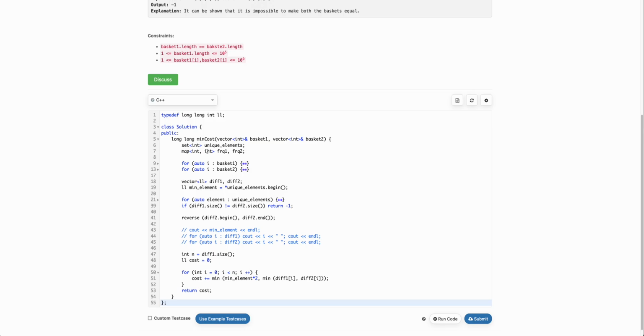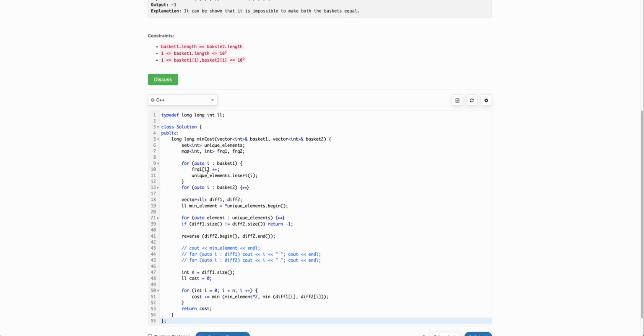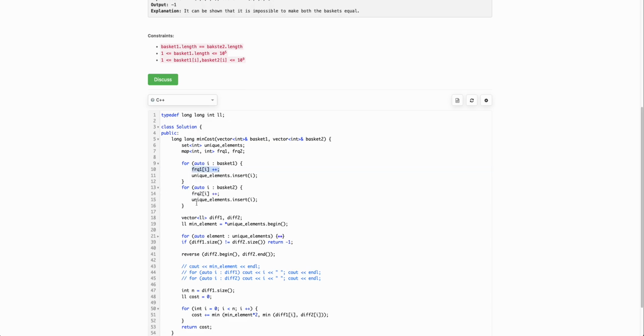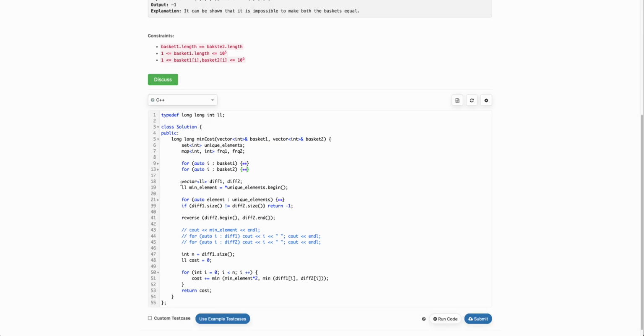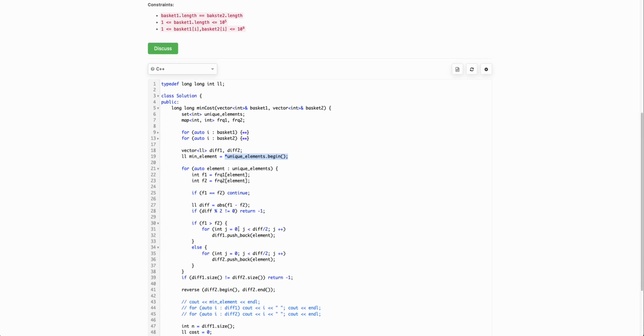We first need to find out the difference elements, which need to be swapped. What we have done is count the frequency of every element in basket 1 and basket 2 separately, and we are also maintaining all the unique elements in a unique elements set. After that, we also have to find the minimum element. The minimum element would be the first element in the set, because a set is always sorted. After that, we go over every unique element and find the frequency of the element in both the baskets. If they are already equal, there is no issue.